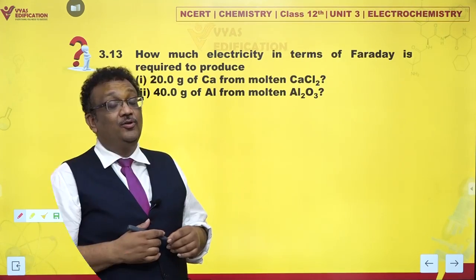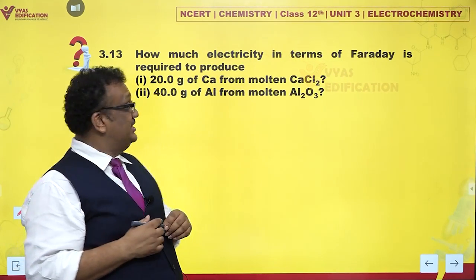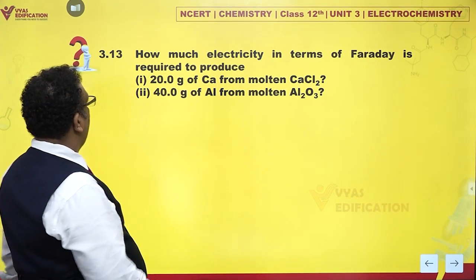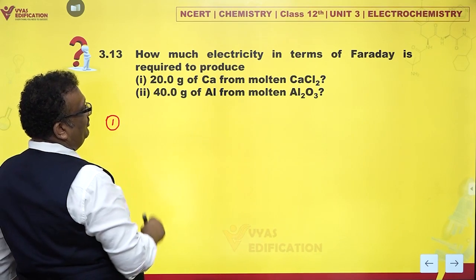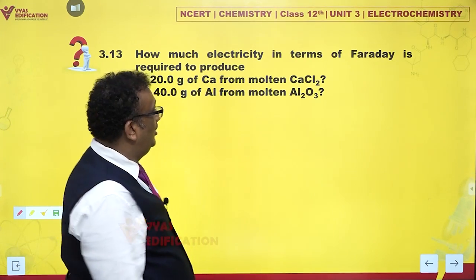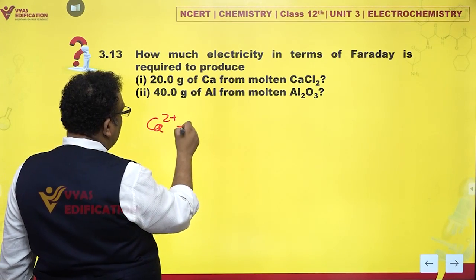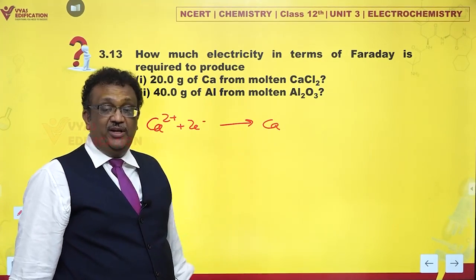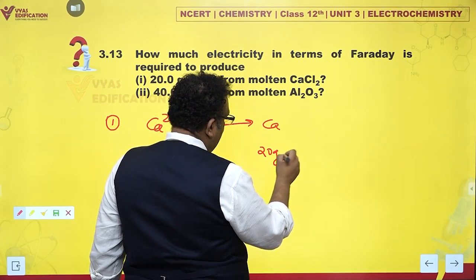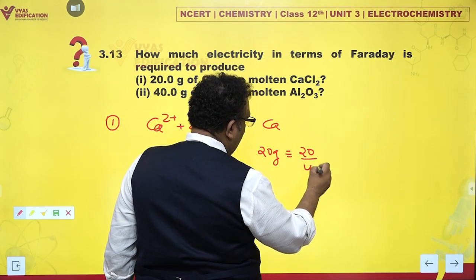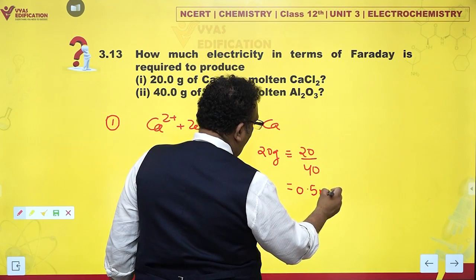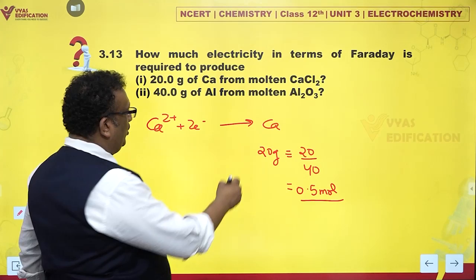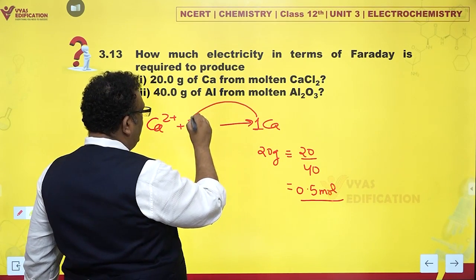Done? Now this is a question based on electrolysis. What does it say? How much electricity in terms of Faradays is required to produce 20 grams of calcium from molten calcium chloride? If you have calcium chloride, that means you have calcium ions which you are trying to reduce to get calcium. If you want 20 grams of calcium, that means you have 20 upon 40, that is 0.5 moles of calcium. And as you can see from stoichiometry, for 1 mole, you need 2 moles.